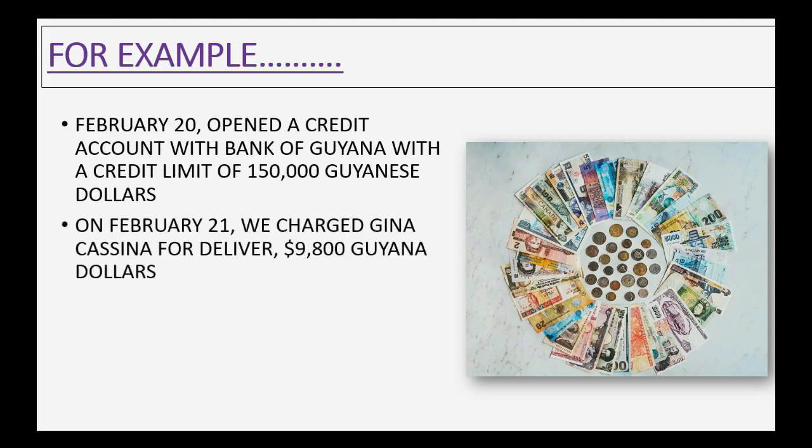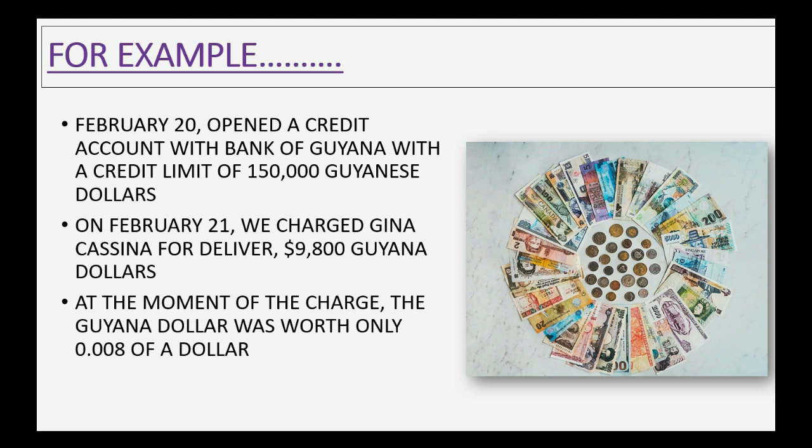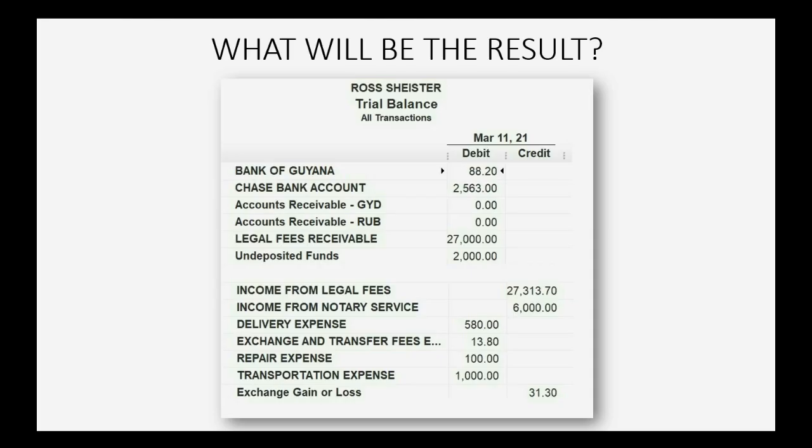Now, let's imagine on February 21, we charged Gina Casina for delivery 9,800 Guyana dollars. Well, at the moment you charge, the Guyana dollar was worth only 0.008 of the dollar back on February 21 of 2021. So what will be the result? Well, the delivery expense, Guyana credit card.